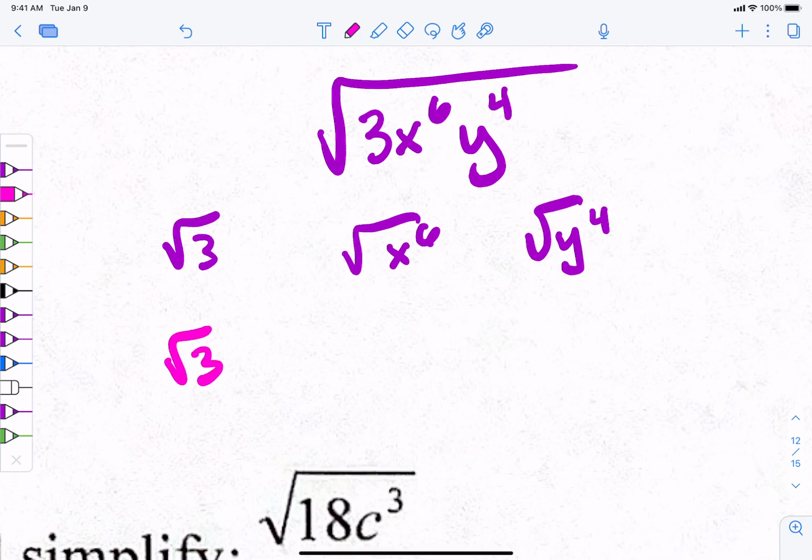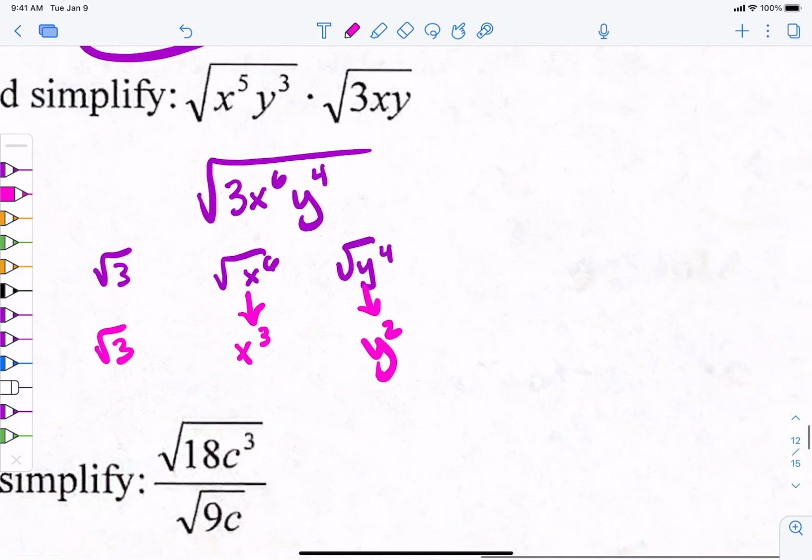What's the square root of x to the 6th? It's x to the 3rd. It comes out perfectly. You don't have to separate it if it's an even number, right? If it's an even number, it just pulls straight out. What about the square root of y to the 4th? y to the 2nd. Just y to the 2nd, okay?